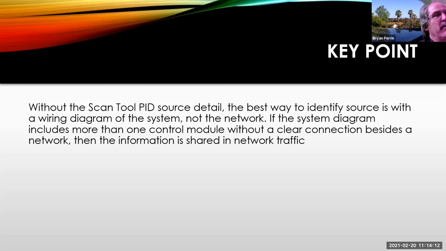Okay, so the key point on what we were talking about before our break is that without the scan tool PID source detail, like we saw on the last slide that Chrysler gives us, the best way to identify the source is with a wiring diagram of the system, not the network. If the system diagram includes more than one module without a clear connection besides the network, then the information is network traffic. So if I have a PID that is not in the desired range, before I start diagnosing the sensor or run right out to the sensor, I need to step back a minute and make sure that that sensor is actually connected to that module and that it's not bus information.